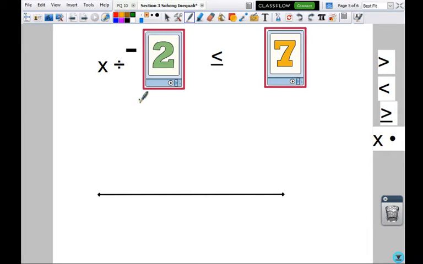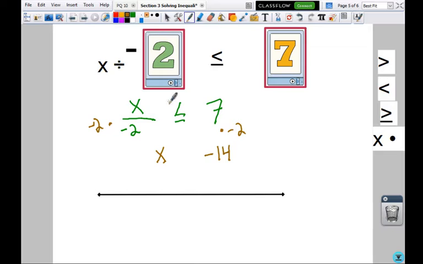So this would actually look like in your homework, x divided by negative 2 is less than or equal to 7. If we are going to go through this, what would I do to get this x by itself? Yep. You're going to multiply by negative 2 on both sides. So I multiply by negative 2, I get an x. 7 times negative 2 is negative 14.